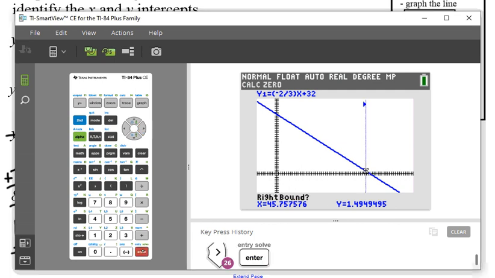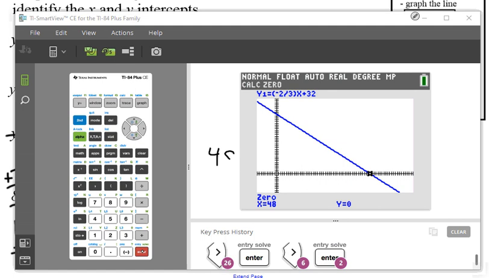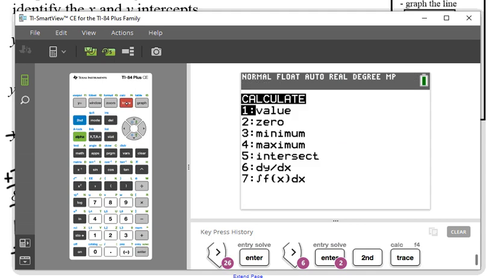I hit enter. Now it says right bound, so I want to be on the right side of my intercept, which in this case, as I move below it, it moves right of it. Hit enter. Then guess, enter. And there's our x-intercept, 48, 0. We're at 48, not going up or down. There's the x-intercept.